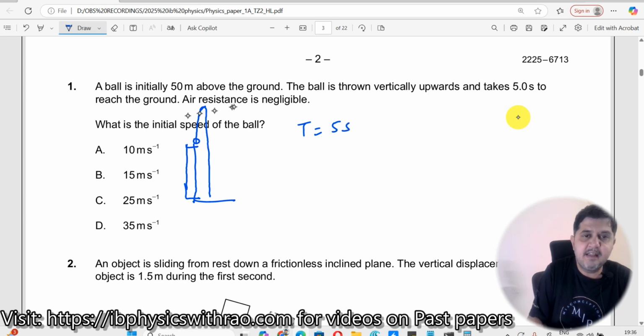Air resistance is negligible. What is the initial speed of the ball? Now towards it, what we need to do is, see, the ball describes a displacement, this is your displacement.